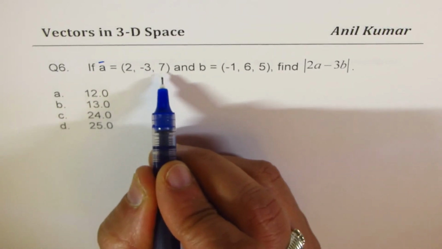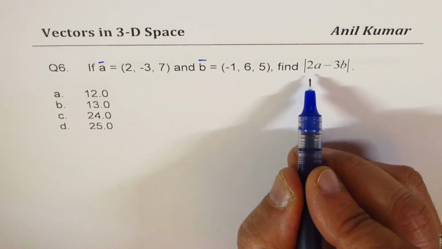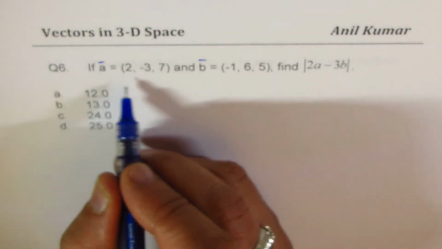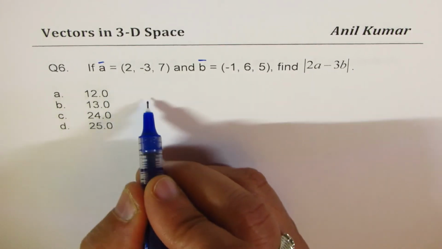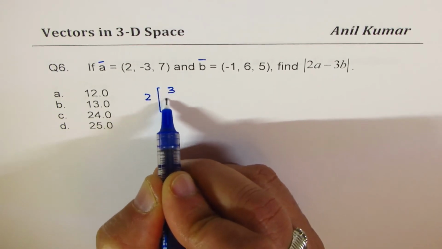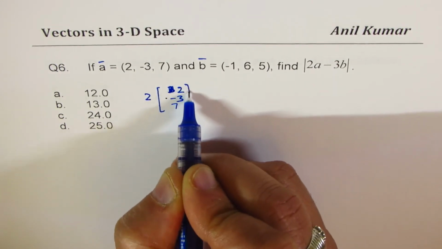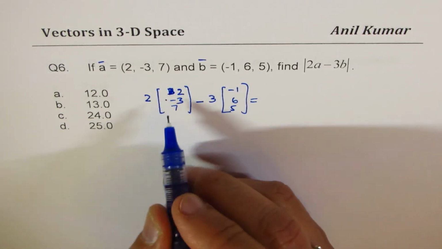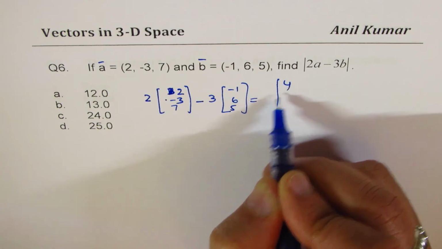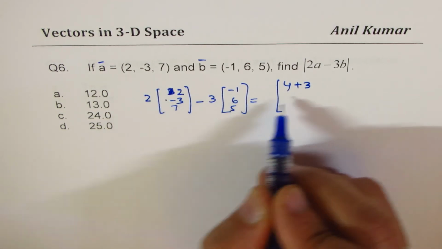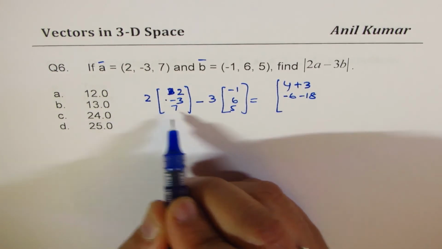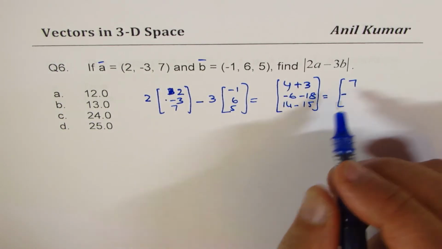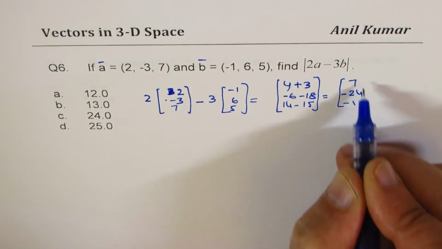If vector A is 2, minus 3, 7 and B is minus 1, 6, 5, we need to find the magnitude of 2A minus 3B. So let's find what 2A minus 3B is. We have twice 2, minus 3, 7, minus 3 times vector B, which is minus 1, 6, 5. That gives us 4, and that becomes plus 3, minus 6, and that becomes minus 18, 14, minus 15, correct? And that is 7, minus 24, and this is minus 1.